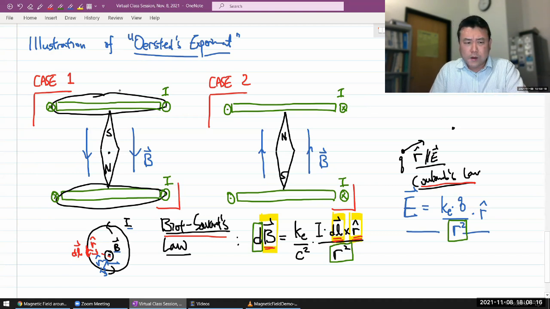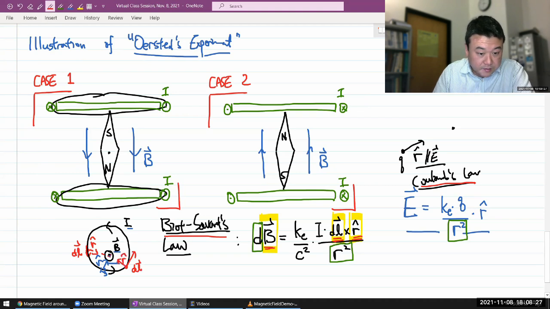Now you might wonder, what about other points along the loop? If I take this point here, for example, so dl points in that direction, and r hat points in this direction.